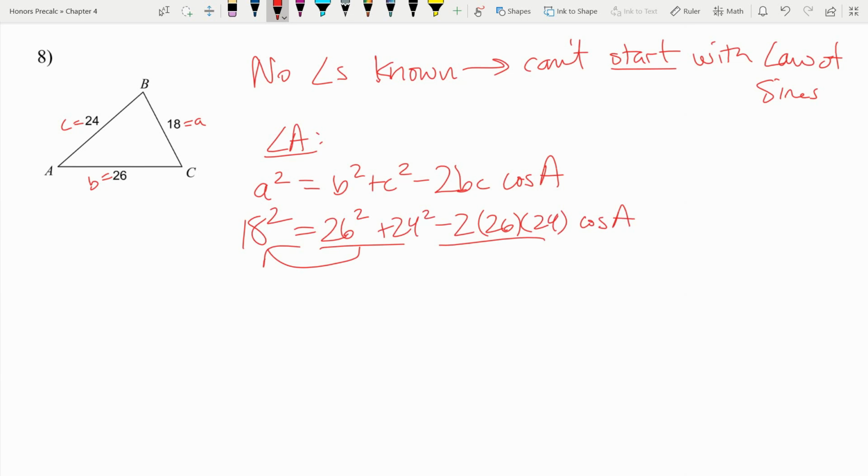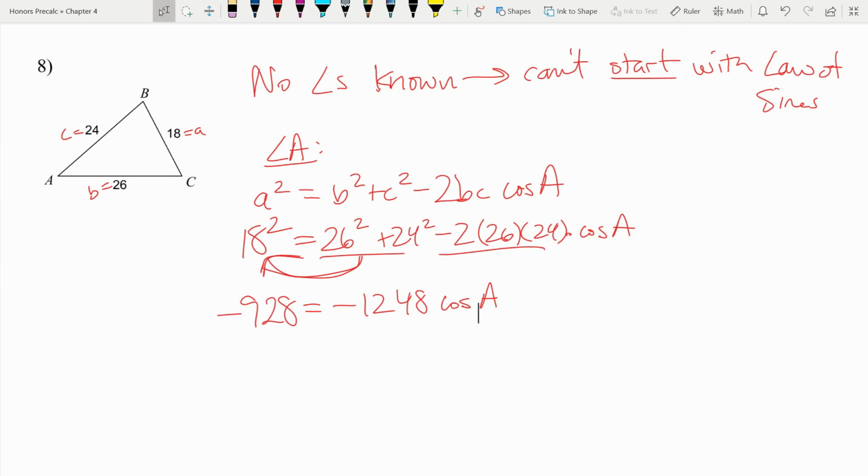We have to be careful about this because this is multiplied times the cosine of A. So we have to divide by that after we first take these guys over here, the 26 squared plus 24 squared. I'm going to skip a couple of steps here. All right, so we get negative 928 equals negative 1248 after you do a little simplification. You divide both sides by this.